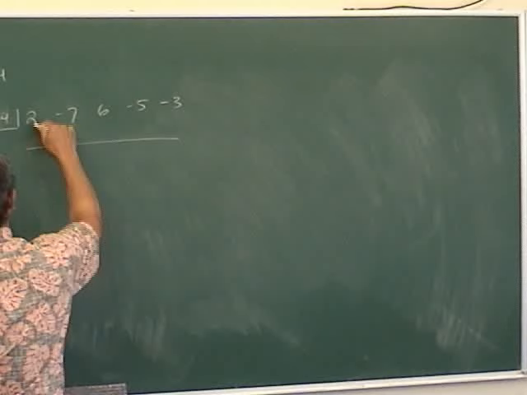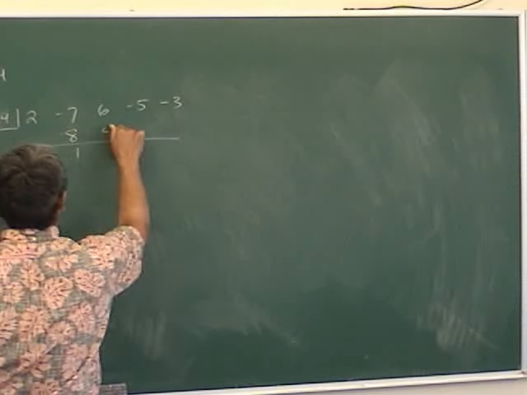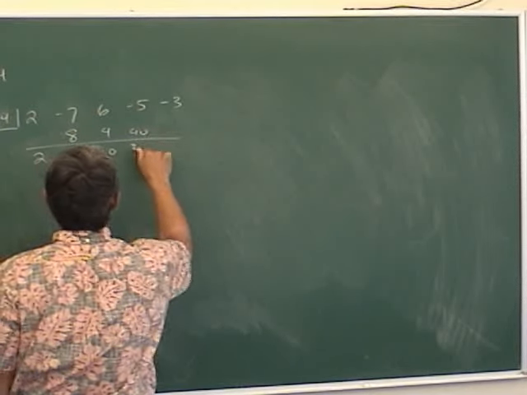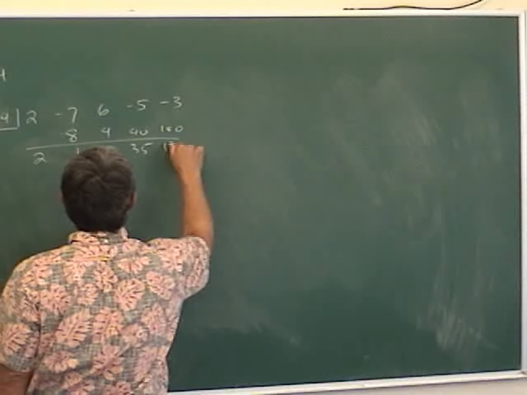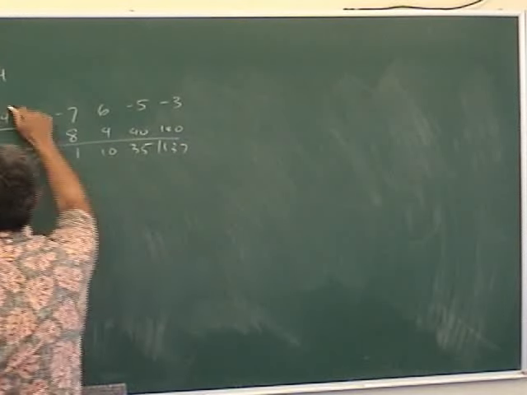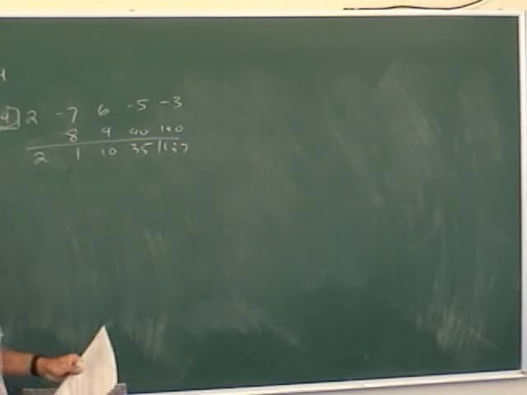So 4. Drop the 2 down. 8, 1, 4, 10, 40, 35, 140, 137. Yes, this is an upper bound. That's the smallest one, so there you go.